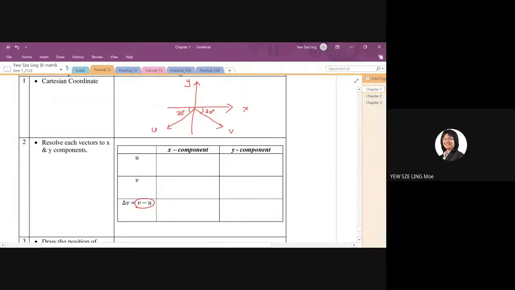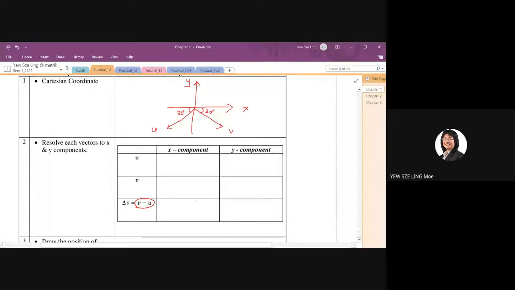So now that we have this diagram, we can then complete the table. How to complete the table? For vector U and vector V, the method is the same. You look at the diagram and determine whether it is positive or negative, and whether you want to add them up or subtract them. And then you want to use cos or sine. Everything is based on the Cartesian coordinate. So for U, X component, 30 degrees is located beside the X component. Therefore, I have my U, what is the value?